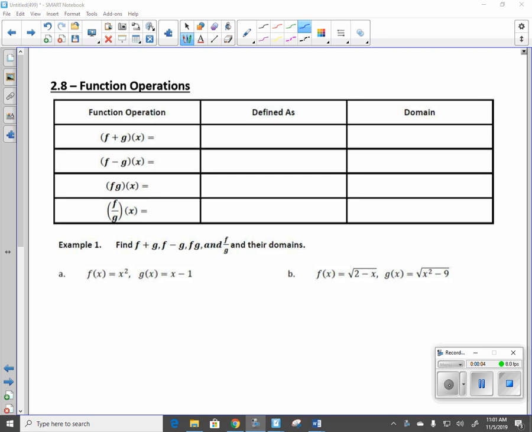Okay, today we want to talk about combining functions and operations on functions. Operations you're familiar with: addition, subtraction, multiplication, division. Can you think of other operations outside of those four? Exponents, square roots, absolute values.